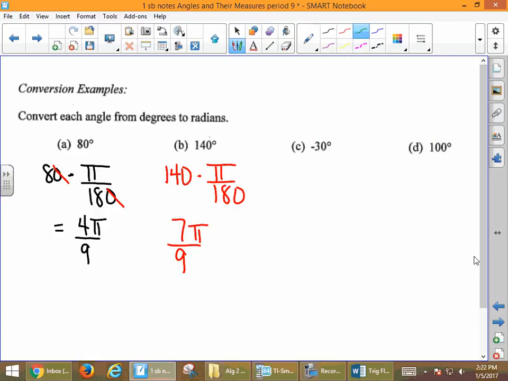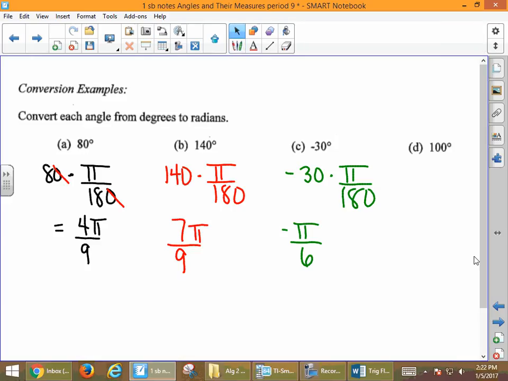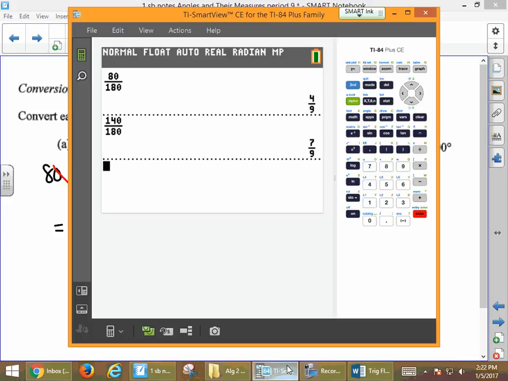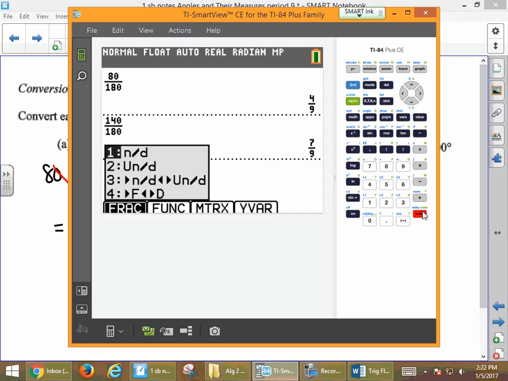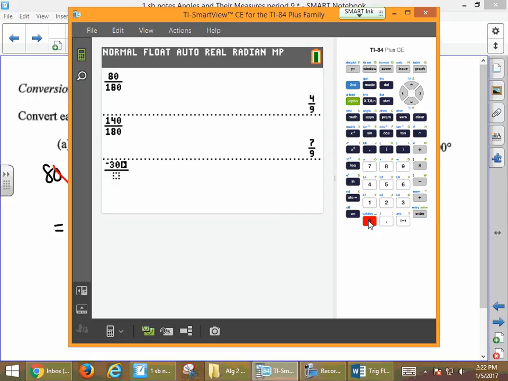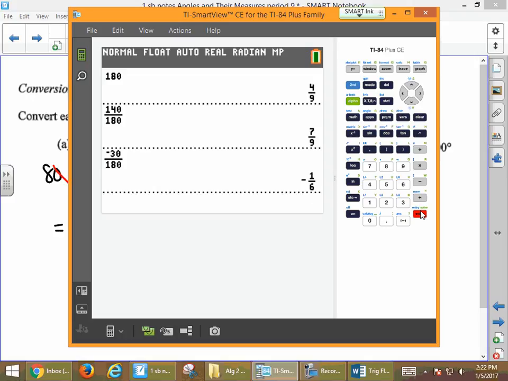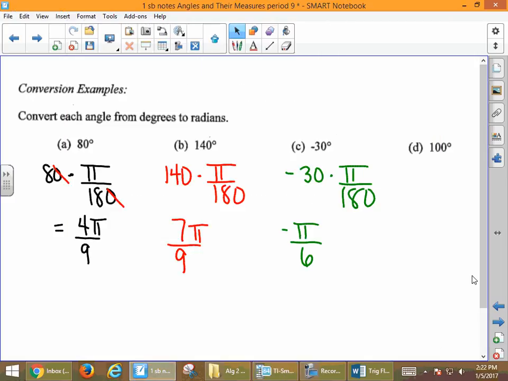Doesn't matter. If we have negative 30 degrees, we're converting it to radians, which is pi over 180. Again, you can cross out the zeros. You have negative 3 over 18, which is negative pi over 6. Or you type it in. Negative 30 divided by 180 is negative 1/6. Doesn't matter to me if you put the 1 in front of there.